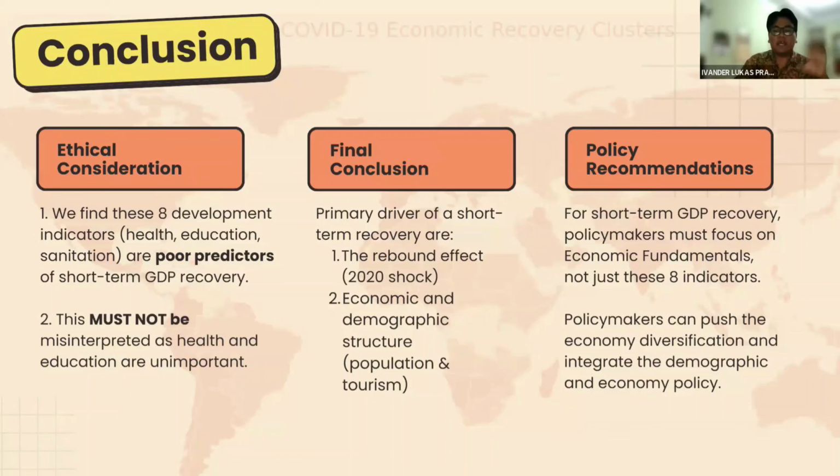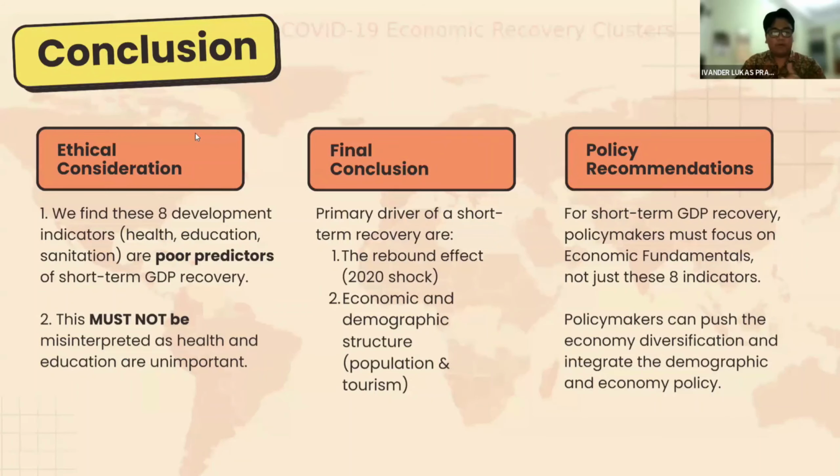The first one is ethical consideration. The first one is we find these 8 development indicators such as health, education, and sanitation are poor predictors of short-term GDP recovery. And the second one, this must not be misinterpreted as health and education are unimportant.